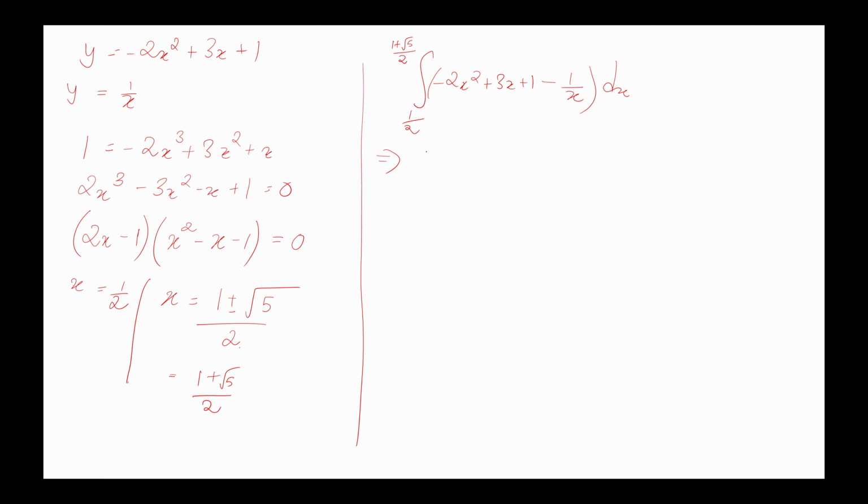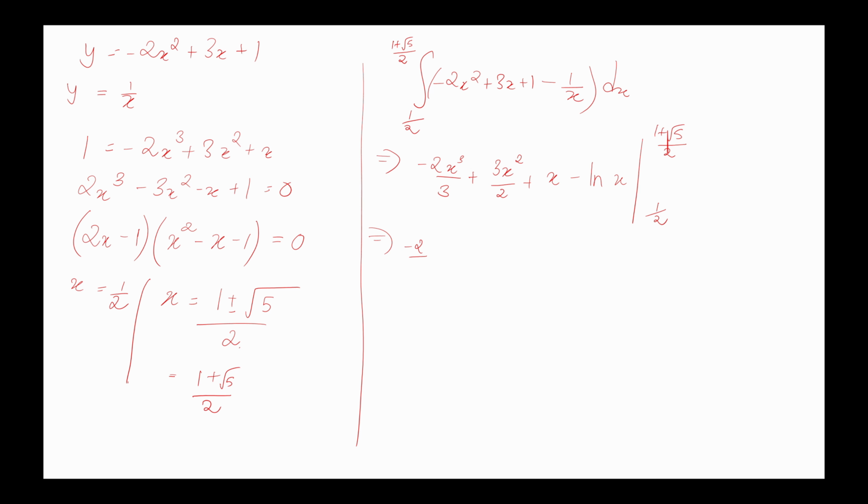Now if I was to solve this entire integration, I would get minus 2 x cube by 3 plus 3x square by 2 plus x minus ln x. And I have to put values from 1 by 2 to 1 plus root 5 by 2. Now upon solving this, what do I get? Let me put all these values.